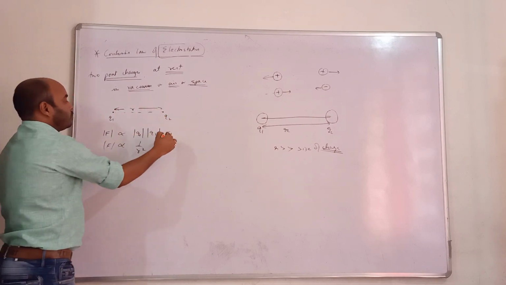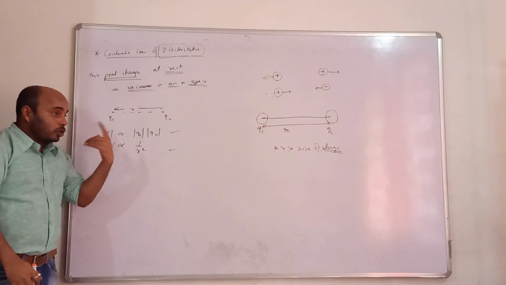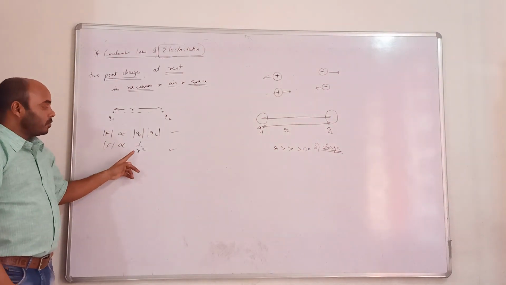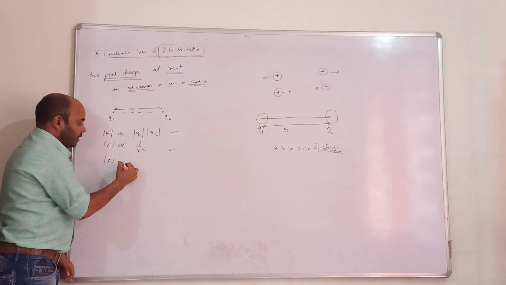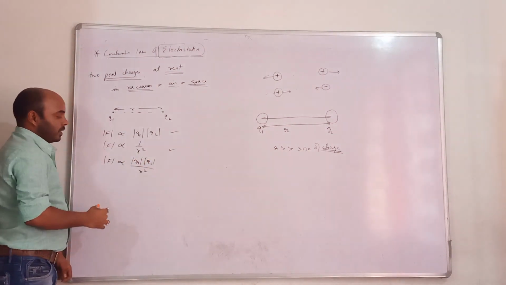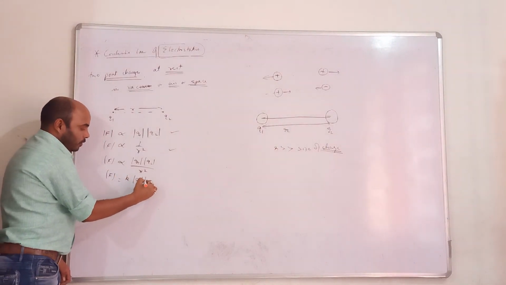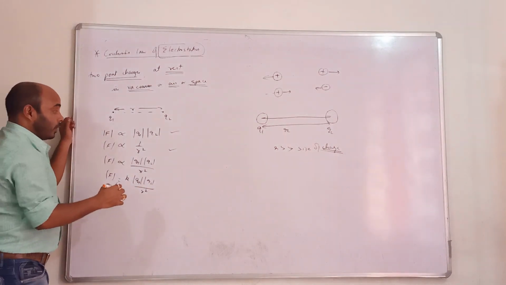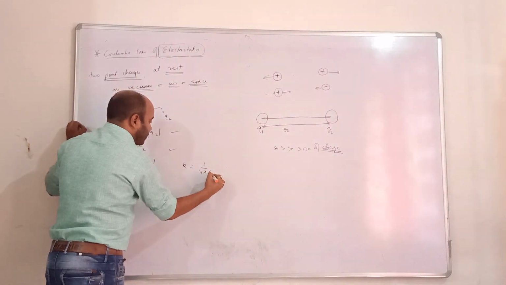So these are the two statements of Coulomb's law. First, it is proportional to the product of the magnitude of charges, and second, it is inversely proportional to the square of the distance between them. If I combine these two, what will I get? Mod of Q1, mod of Q2 by R square. That is equal to some constant K, mod of Q1, mod of Q2 by R square. Now this K is 1 by 4 pi epsilon naught.